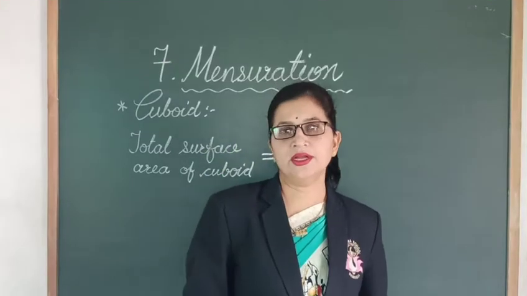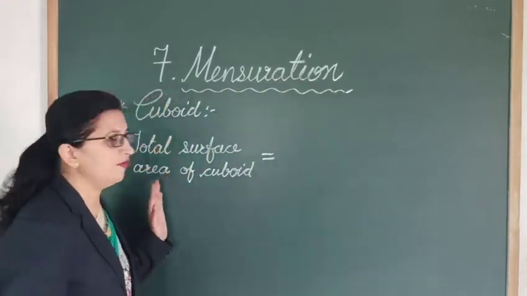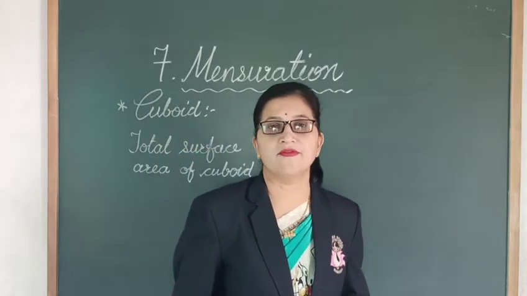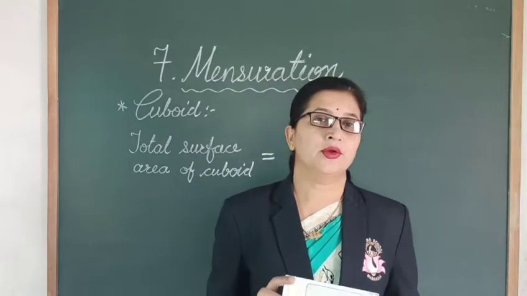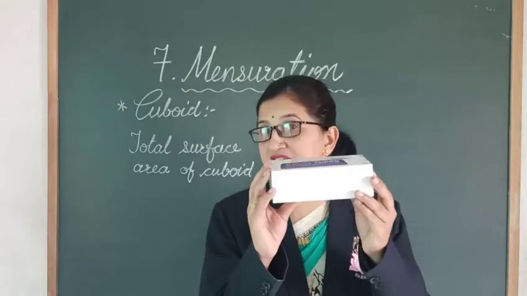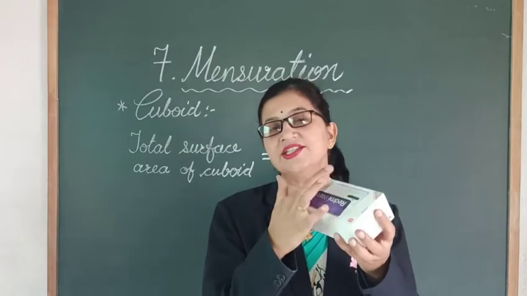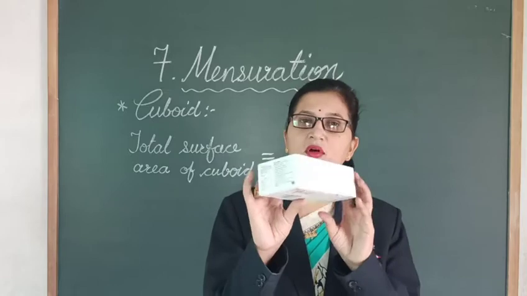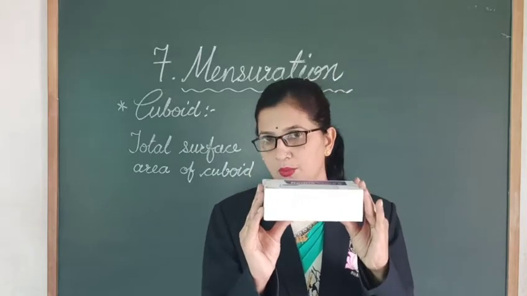Let's first find out the total surface area of a cuboid. So what is a cuboid? A cuboid is a three-dimensional rectangle. Here each face is a rectangle. That's why we call this box a cuboid.